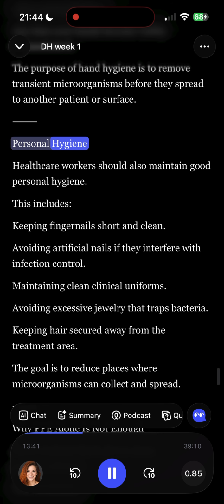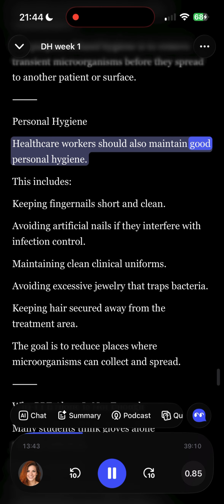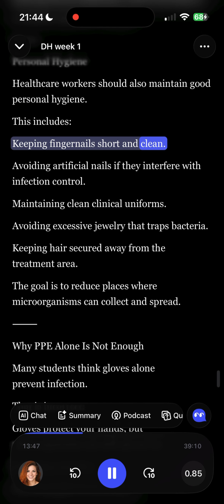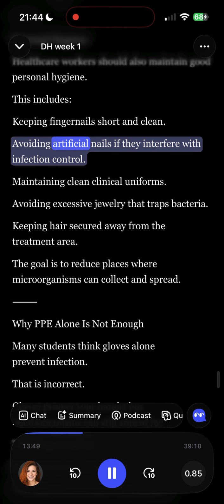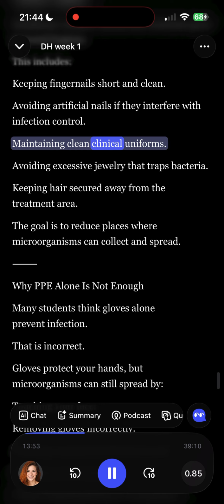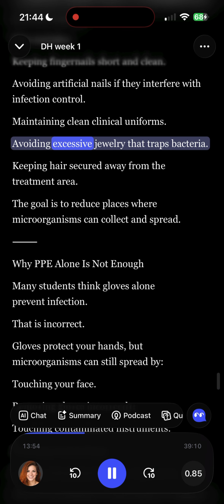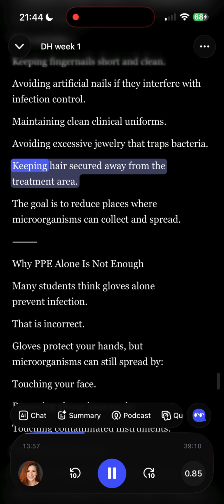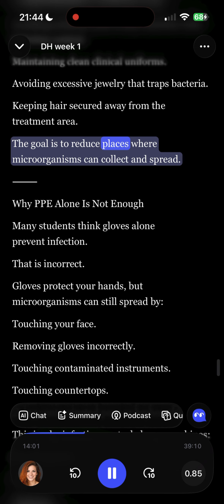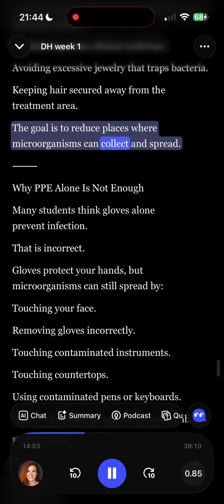Personal hygiene. Healthcare workers should also maintain good personal hygiene. This includes keeping fingernails short and clean, avoiding artificial nails if they interfere with infection control, maintaining clean clinical uniforms, avoiding excessive jewelry that traps bacteria, keeping hair secured away from the treatment area. The goal is to reduce places where microorganisms can collect and spread.